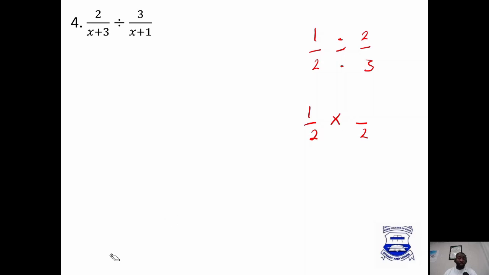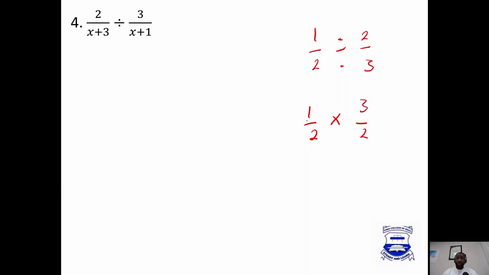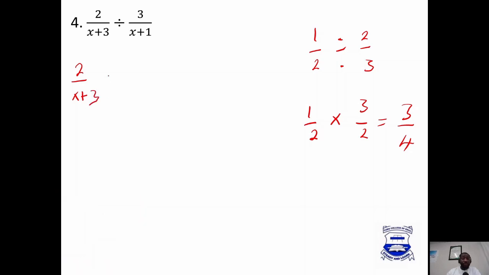And now you use the same idea as we did for number 3, because we know we just multiply. So we now have 3. So 1 multiplied by 3 is going to give you 3. And 2 multiplied by 2 is going to give you 4. So we use the same idea here. We keep x divided by x plus 3. We change the division to multiplication. And then we flip this. It's now going to have x plus 1 as our numerator, and the 3 down. So we just multiply numerator. So now we have 2 multiplied by x plus 1.